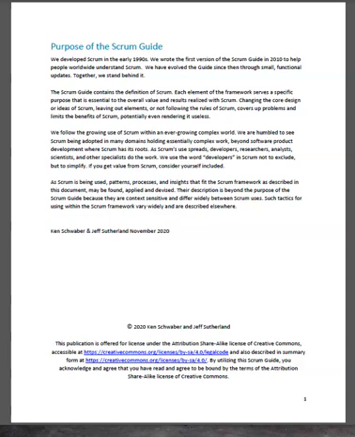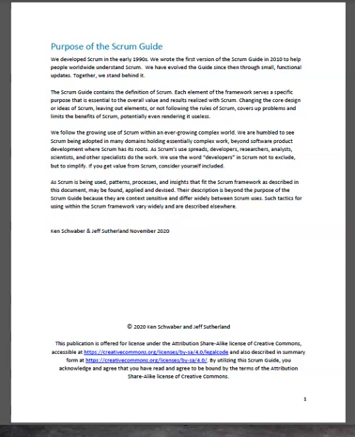We follow the growing use of Scrum within an ever-growing complex world. We are humbled to see Scrum being adopted in many domains, holding essentially complex work beyond software product development, where Scrum has its roots. As Scrum's use spreads, developers, researchers, analysts, scientists, and other specialists do the work. We use the word developers in Scrum not to exclude but to simplify. If you get value from Scrum, consider yourself included.